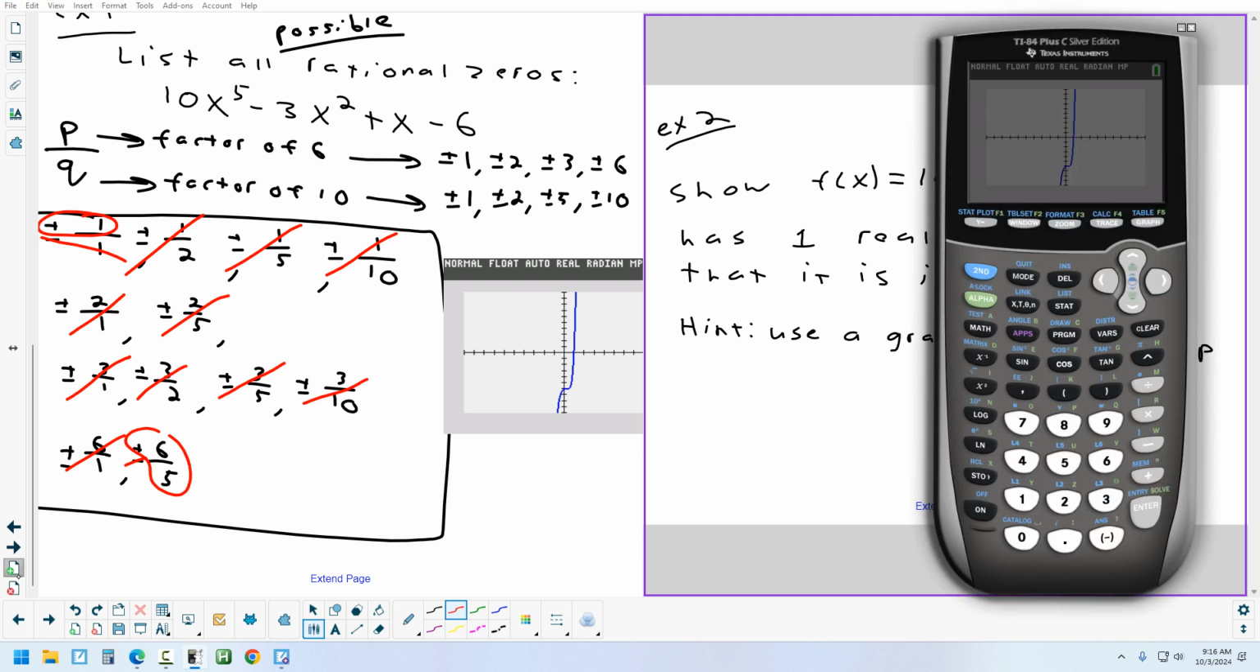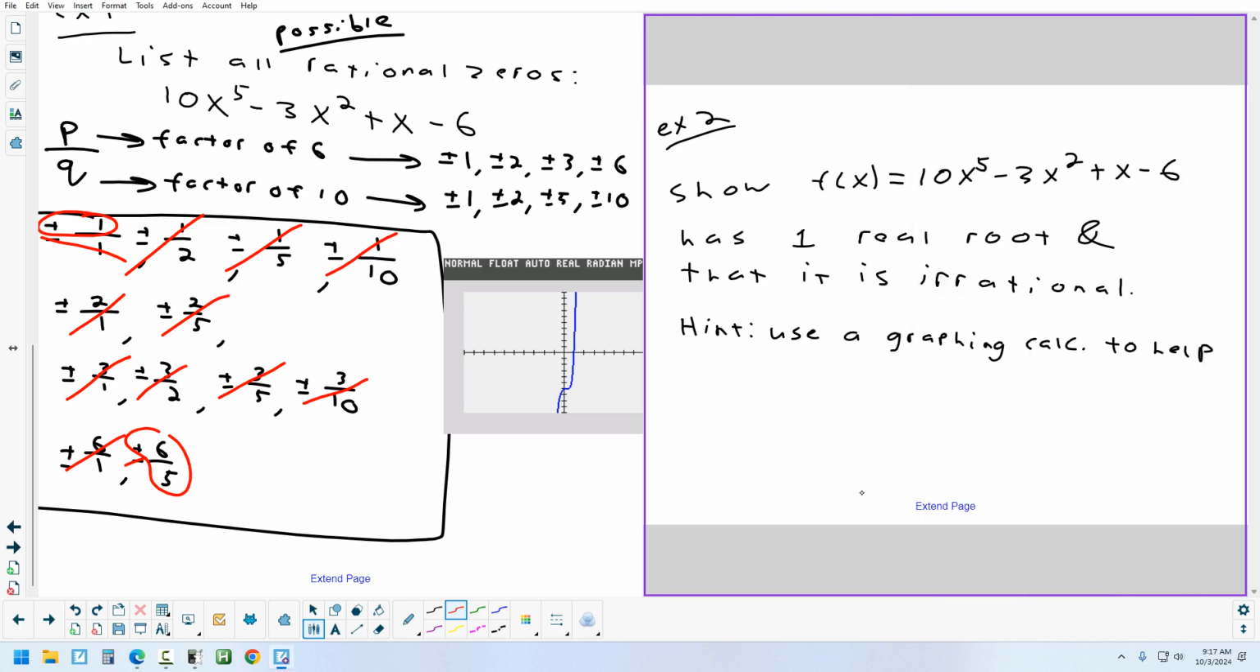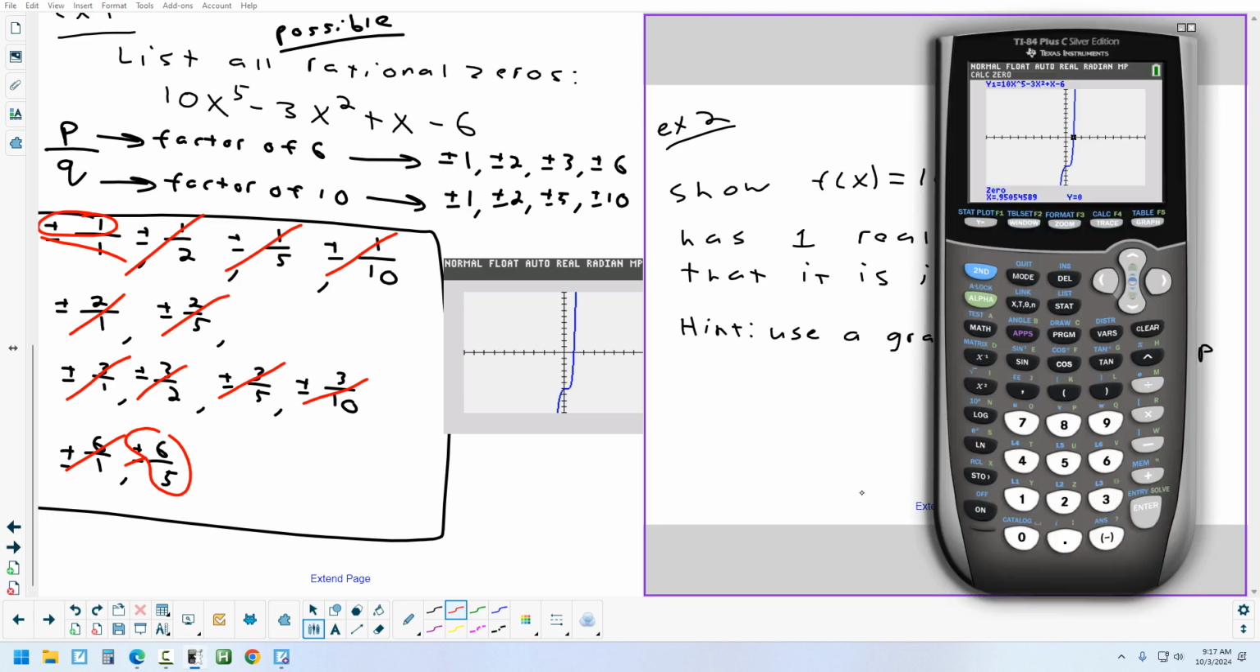Okay? So let's find the root. Second, calc, option 2. So pick a point to the left, pick a point to the right, and do your guess. And it crosses the x-axis at 0.9505. Okay, so show that it has one real root and that it is irrational. Okay, I've shown that it has one real root.